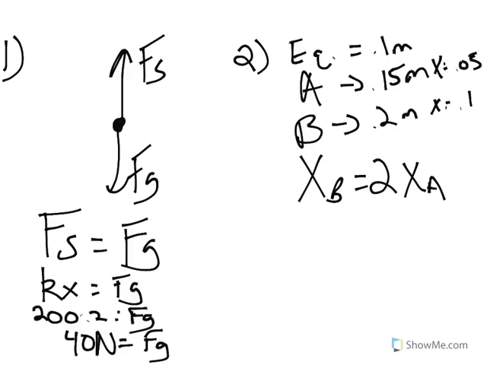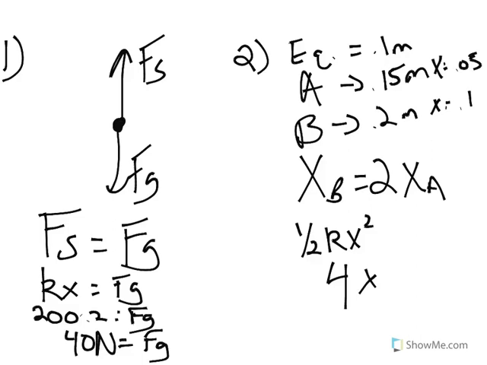And since we're looking at its potential energy, that is 1/2 kx squared. So since you're doubling the x, you're quadrupling the potential energy because of this x squared term.